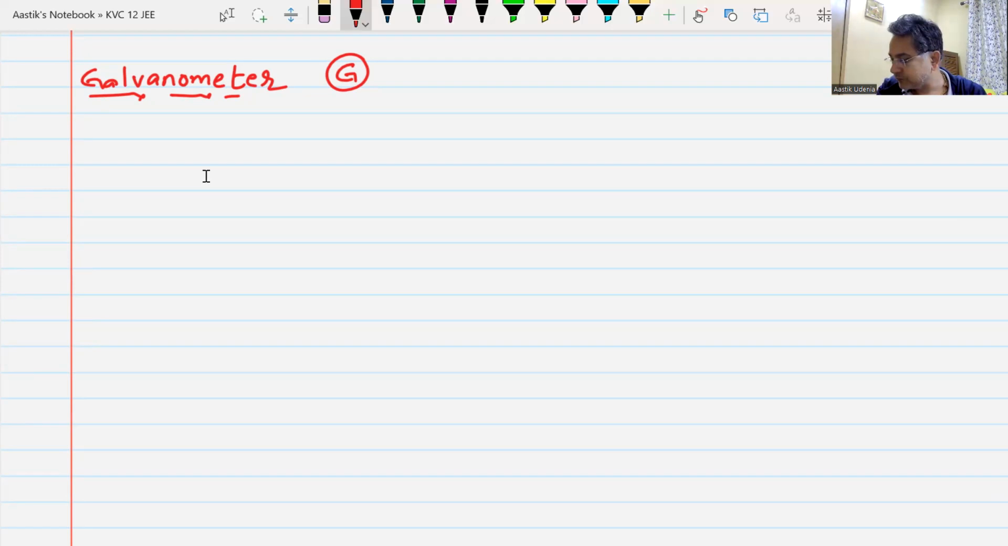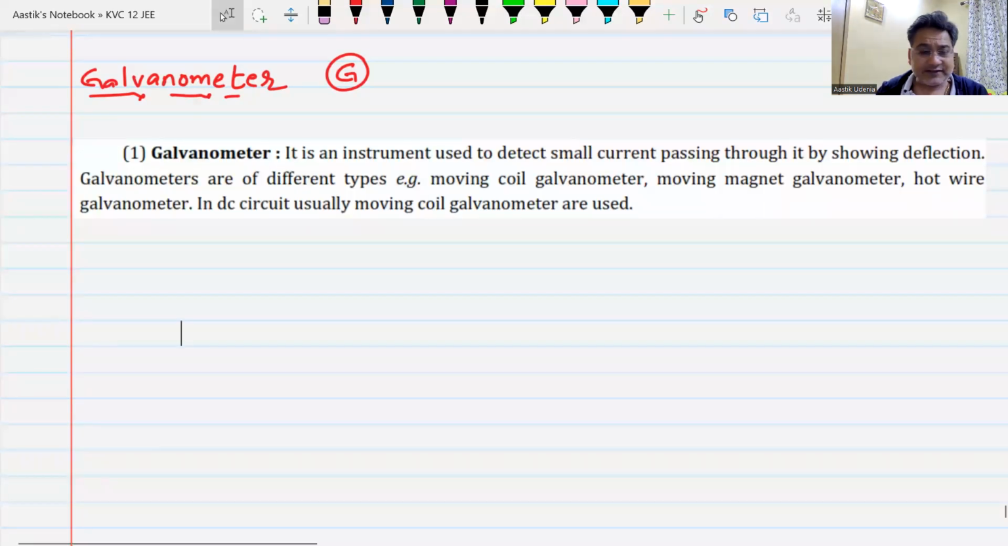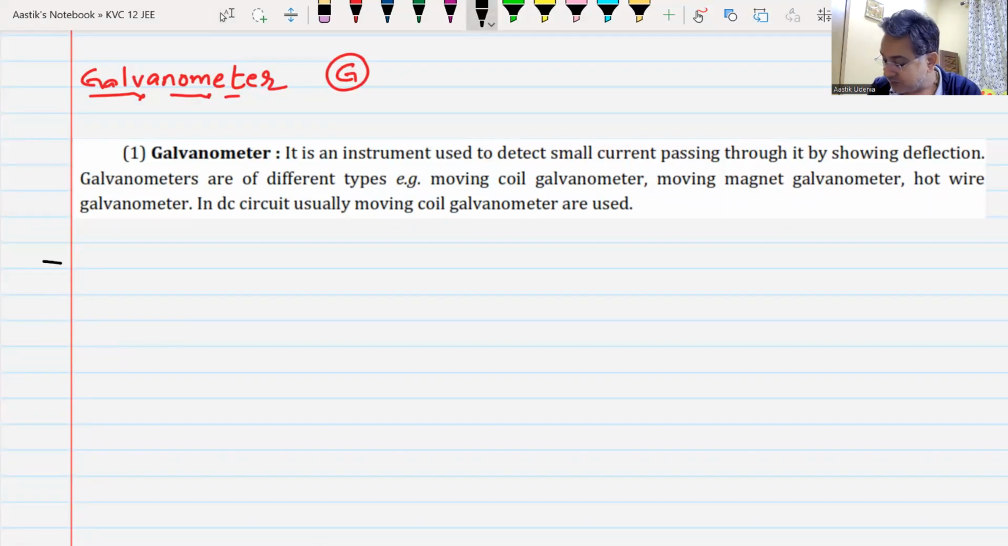Very small current passes through it, sir. It is a device which can measure very, very small values of current. It's a very sensitive device and it can measure very, very small values of current. So galvanometer is a very sensitive device, and it can measure very small values of current.